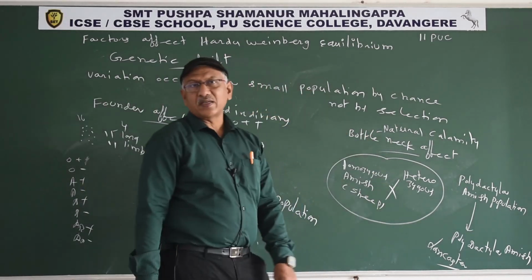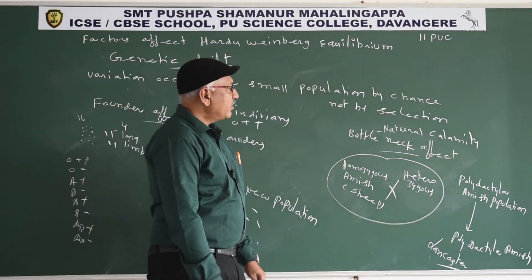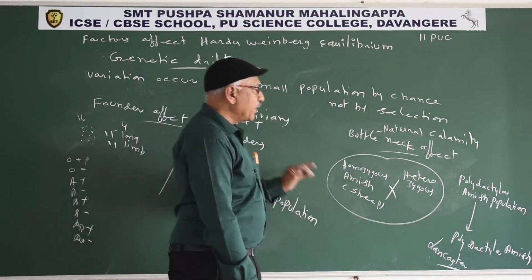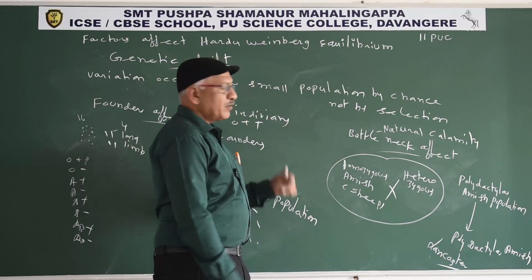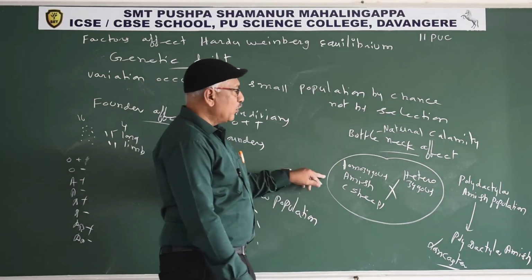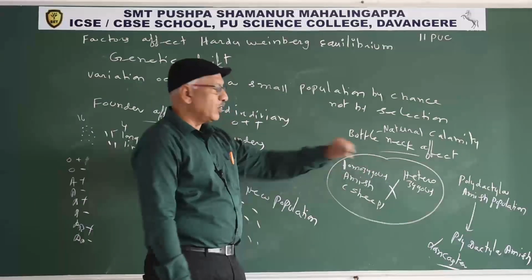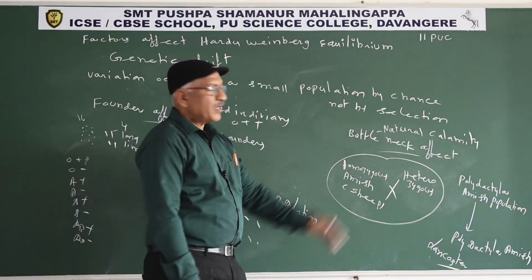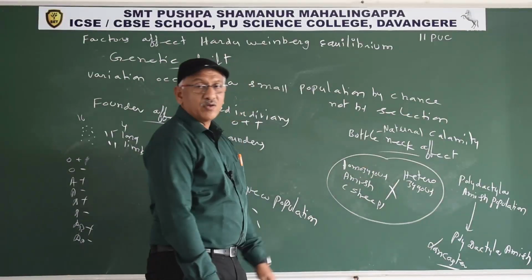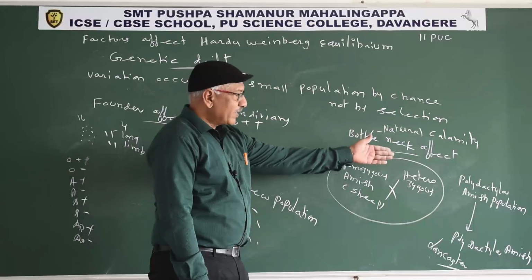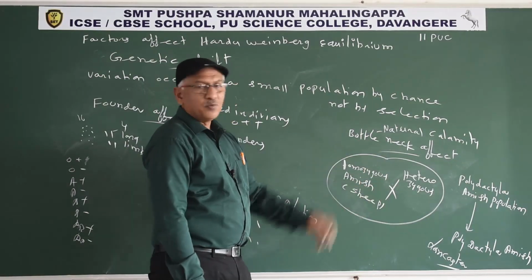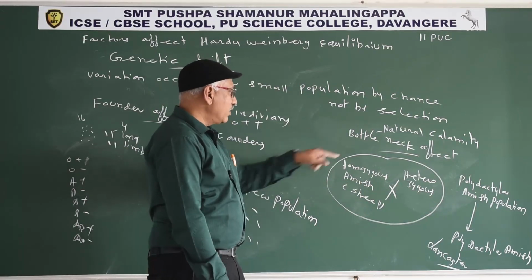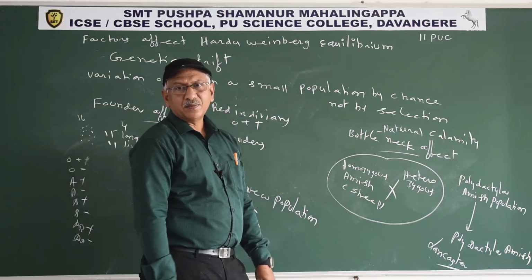Similarly, bottleneck effect. Bottleneck means natural calamity. At the time of natural calamity, several animals perish. The lucky survivors are genetically different from the original population. Why? In original population, in this example, 3 genotypes are present, but in lucky survivors only 1 genotype. From the lucky survivors, a new population evolved. The new population resemble like lucky survivors, not the original population.